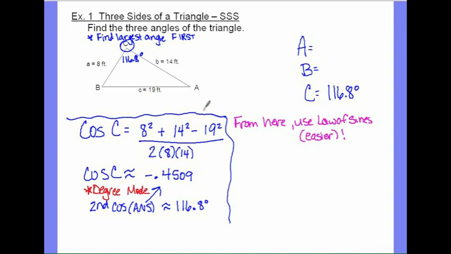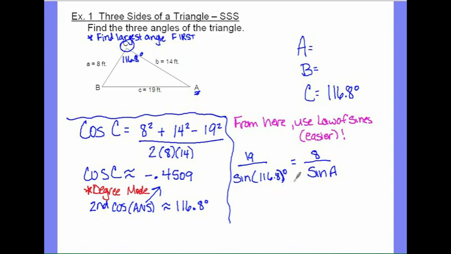So I'm going to do angle A. Doesn't really matter what order I do next, but I'm going to do angle A. So I'm going to do 19, which is side C, over sine of 116.8 degrees, equals, okay, now I have 8, but I don't know angle A. So I'm going to put 8 over sine of A. Okay, so let's cross multiply here.